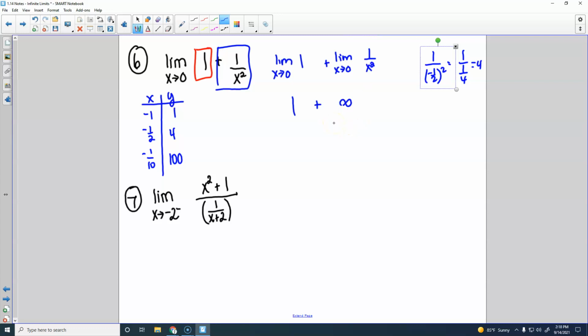You should also probably technically check from the right as well there. I guess we should, to confirm. So you would have 1 here if you do a positive 1/2. Does the sign make any difference here? Because you're squaring it, you'd get 4 here. If you did 1/10, you'd get 100. So we're going to infinity from both sides, so this is infinity. What is 1 plus infinity? Infinity.